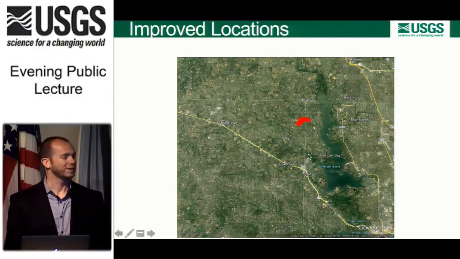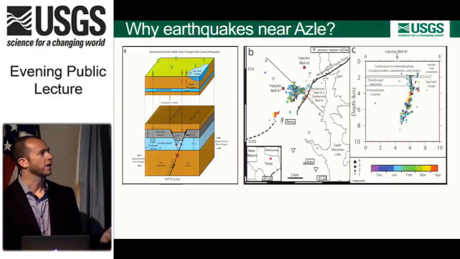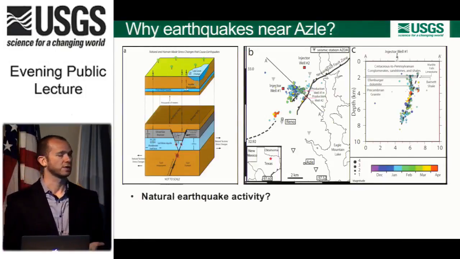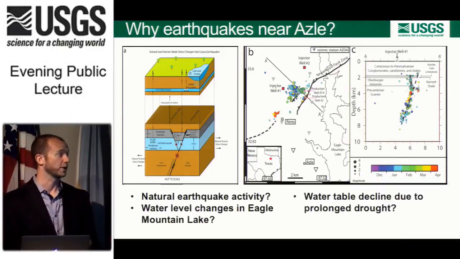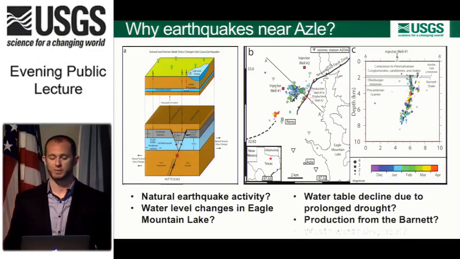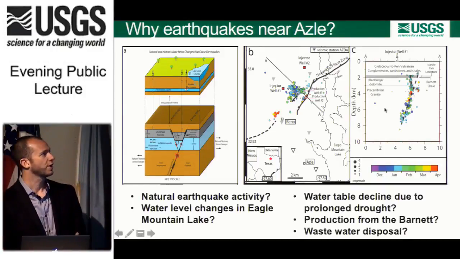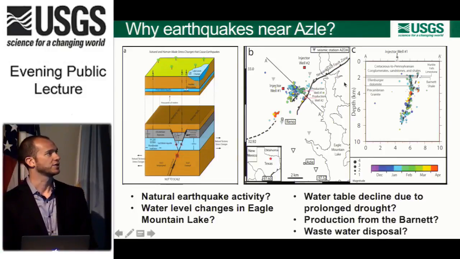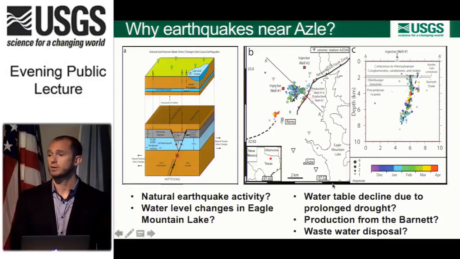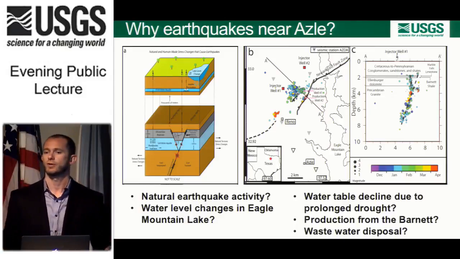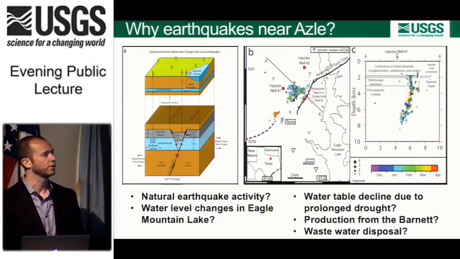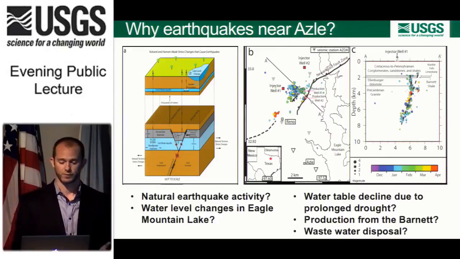And so with this information, Matt Hornbach and colleagues, both here at the USGS and at SMU, really considered all the possible causes for these earthquakes. He asked the question, could these earthquakes be natural? Could these earthquakes be caused by lake level changes in Eagle Mountain Lake? This is a big reservoir right here. Could it be due to water table decline? Texas had been in a very prolonged drought at that time. Or could it be related to oil and gas production, so extraction of oil, or related to wastewater disposal?